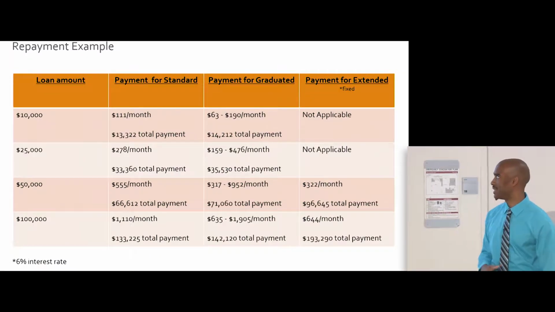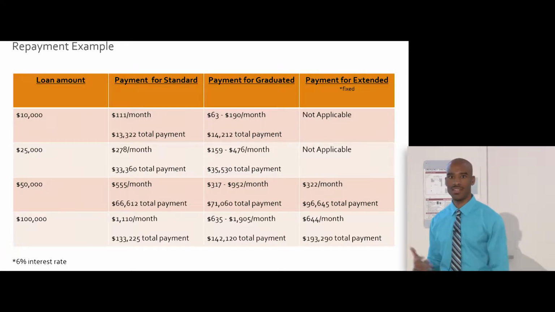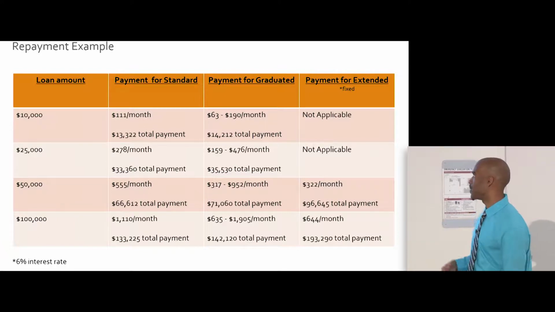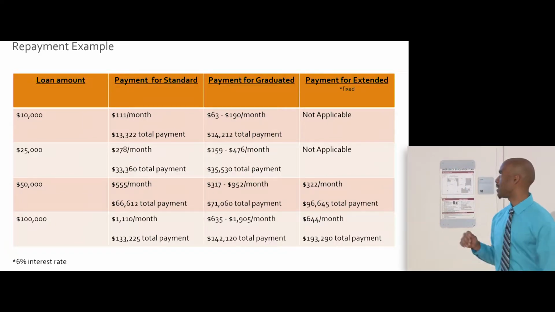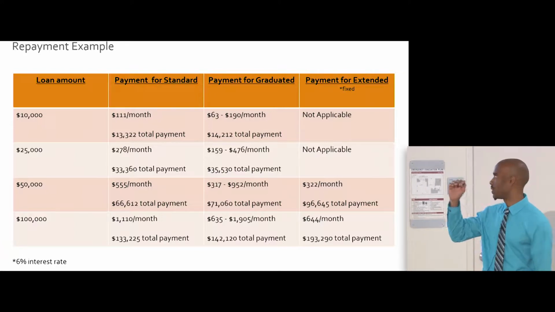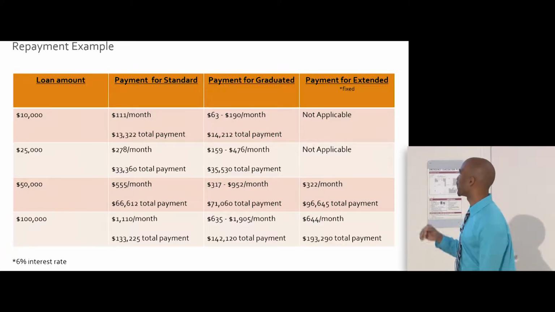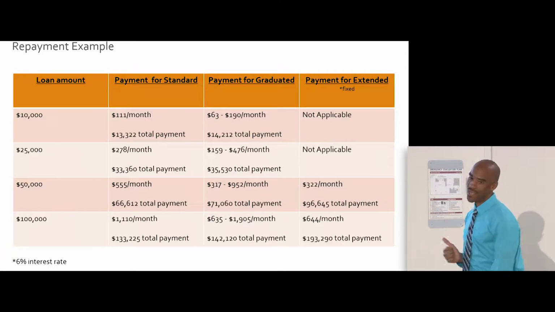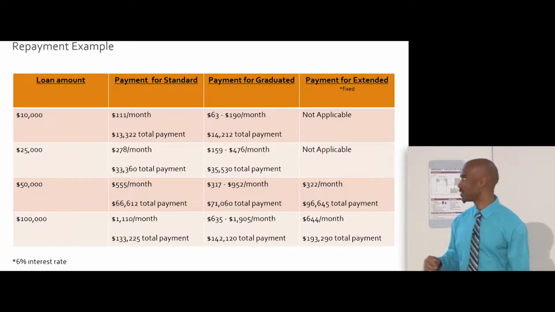All right, so this is just an example. I'll just go over a couple of them. The first one, $10,000. If you have a $10,000 loan, your monthly payment would be $111 for a total payment altogether of $13,322. Next will be the graduated plan. Your payments will be between $63 and $193. Again, every 2 years the payments will increase for a total payment of $14,212. And then again, it's not applicable for the extended because you do have to have $30,000.